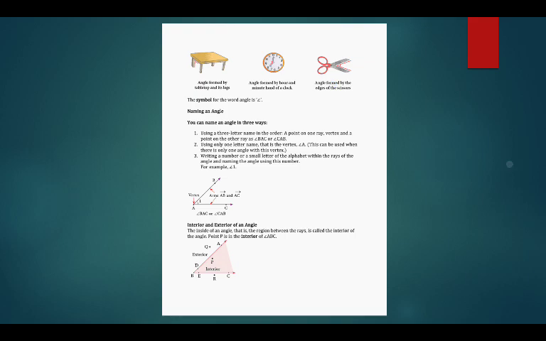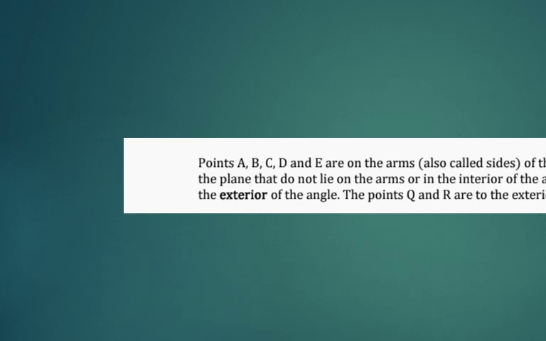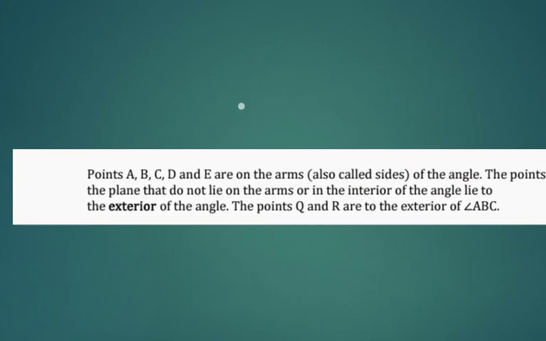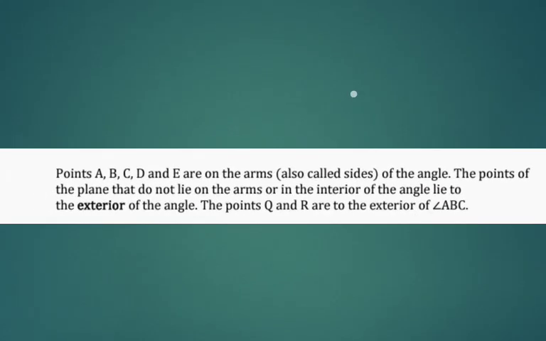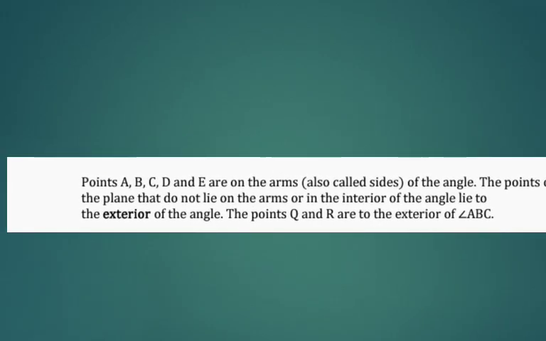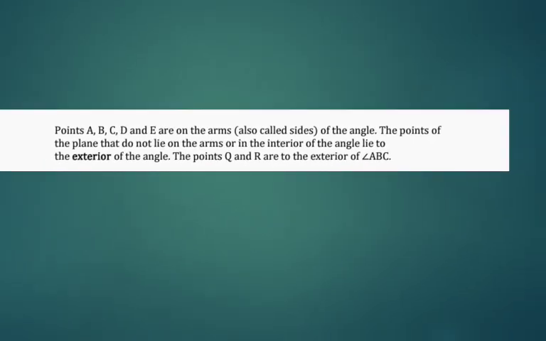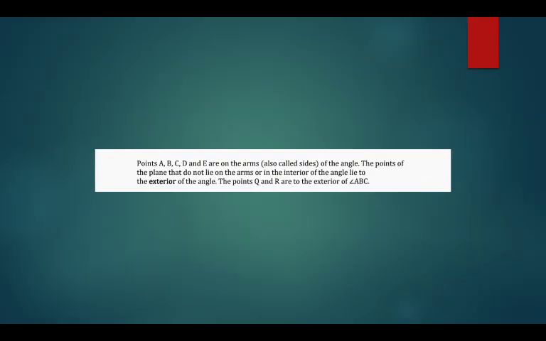So what is the exterior? In the figure, points A, B, C, D and E are on the arms of the angle, and the points of the plane that do not lie on the arms or in the interior of the angle lie on the exterior of the angle. You have seen the figure, no? The points Q and R are in the exterior of the angle ABC.